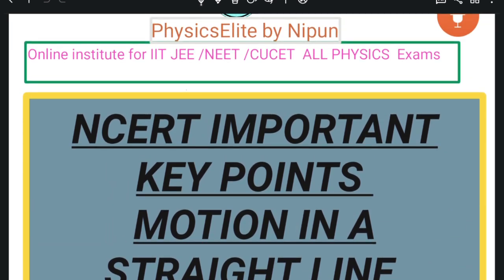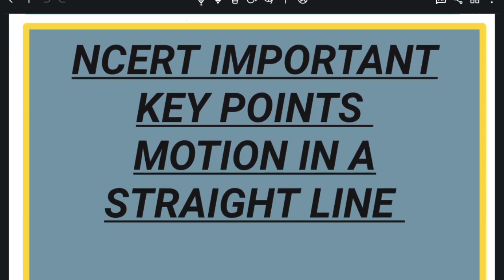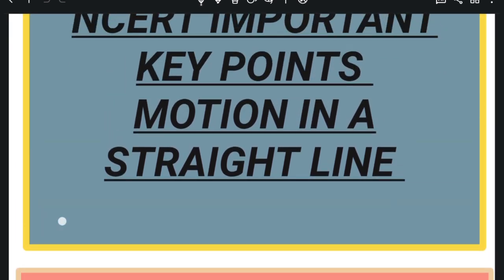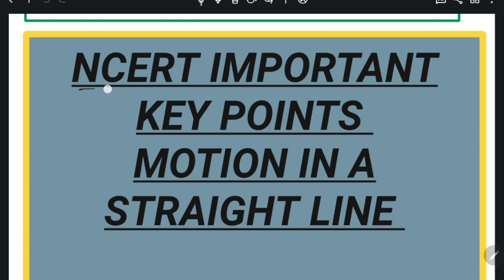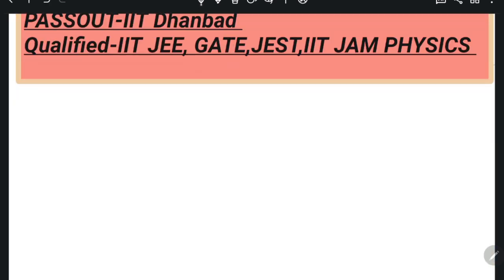In the previous video, I solved all the solved examples from Motion in a Straight Line from the NCERT book, right? And today I am making a video on the important key points from Motion in a Straight Line. We can discuss and revise this chapter so that it is easier for you to revise the whole chapter, right? So today we are going to discuss all the important key points of Motion in a Straight Line from the NCERT book, right?